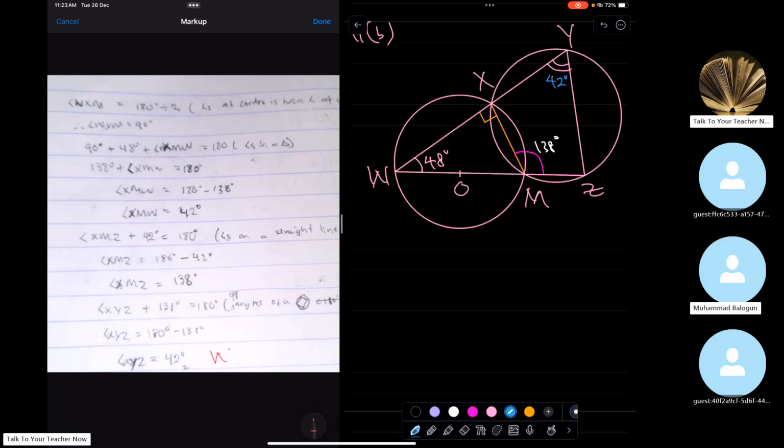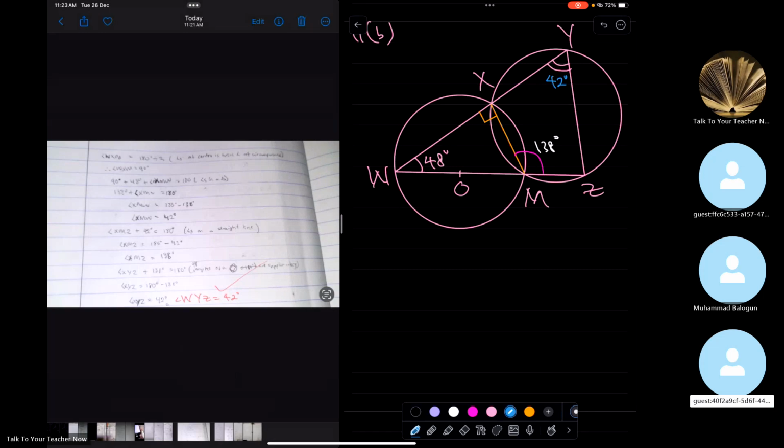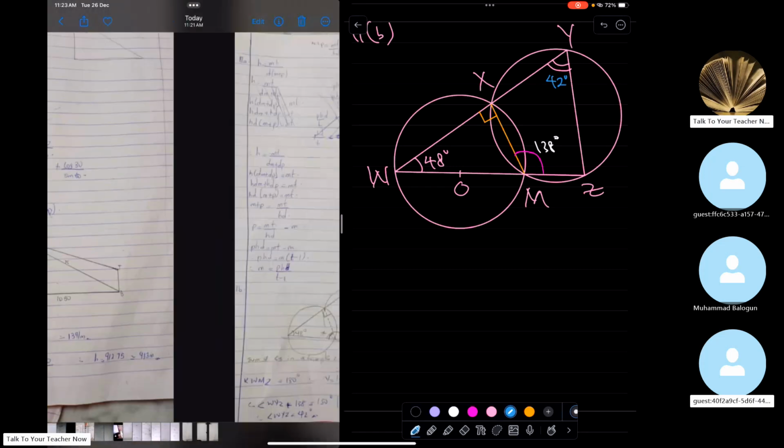So WYZ equals 42 degrees. Wow, that's fantastic. And that's good. You got that. I give it to you. Let me see about Newton. Did he get it too?